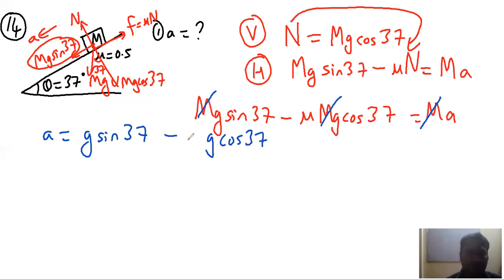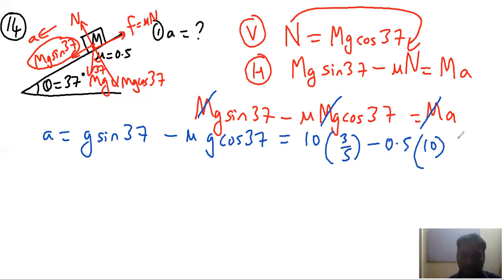We just need to do the calculation. So g is 10, sine 37 is 3 by 5, minus mu is 0.5, g is 10, let us say cos 37 is 4 by 5. So upon solving, we'll get the value of acceleration. It will come out to be the answer to this question. Then let us go to the second part of the question.